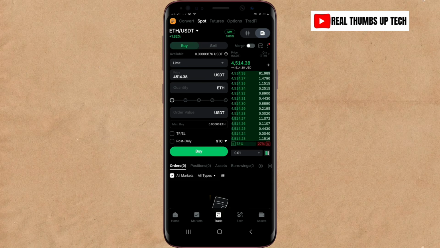We are going to buy Ethereum using USDT, but you cannot do this if you don't have USDT. You can easily get USDT on P2P, or you can transfer from your other exchanges. But that is not even the main thing. The main thing is understanding how these things work.